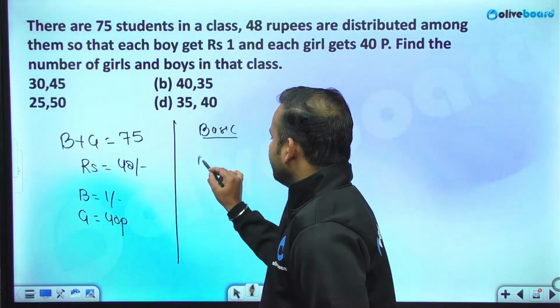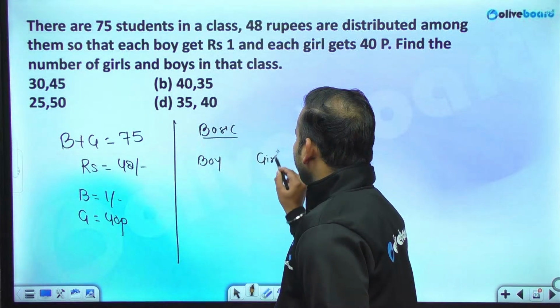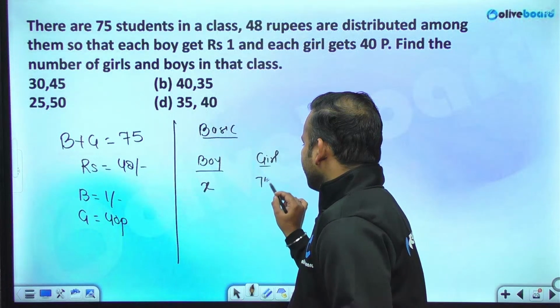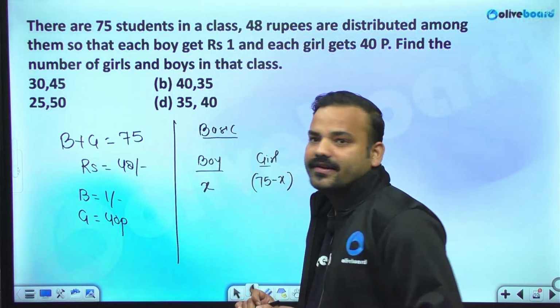Let's say the number of boys is X and the number of girls is 75 minus X. So this is the basic expression. I won't be doing this via this method.